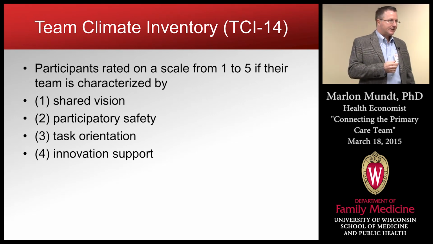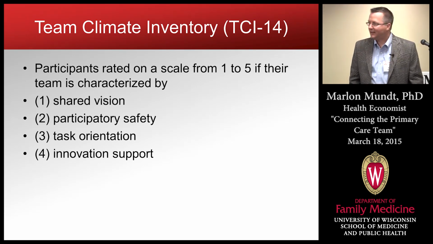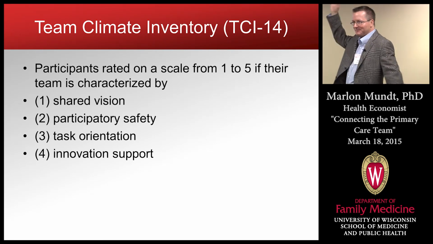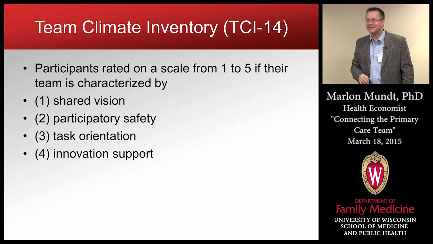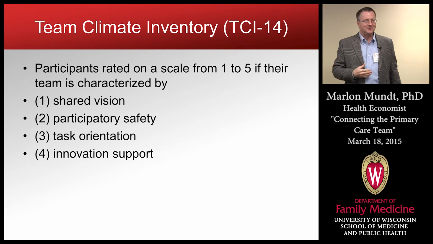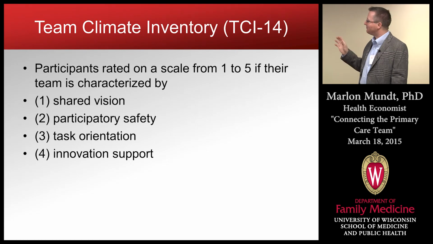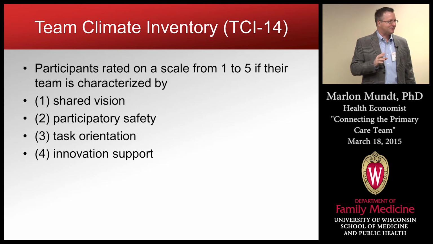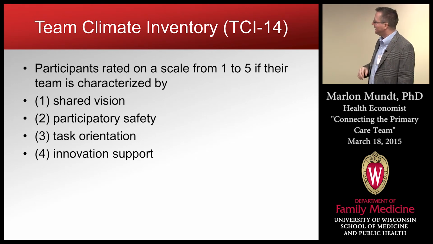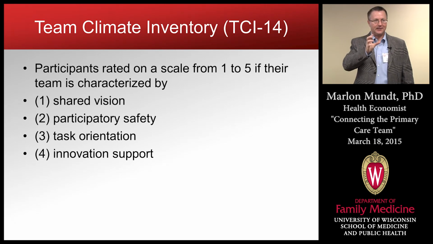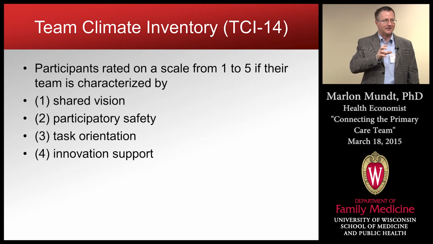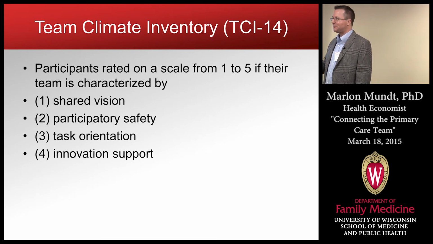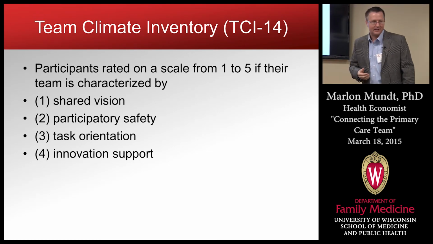I also asked people to fill out a team climate inventory. There is a 38-item, extremely detailed scale about team climate. I used a shortened version of this. It had 14 items, and it breaks it down into 4 different components. The first couple have 4 questions, and the last 2 have 3, about those issues in terms of team climate and team processes: the team working together, shared vision, safety in terms of participation, task orientation, and innovation.